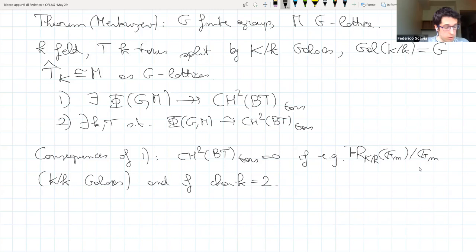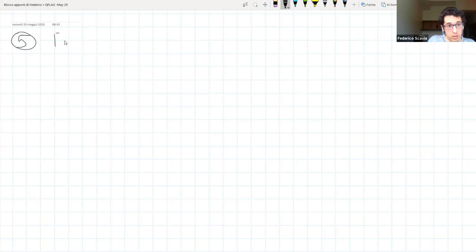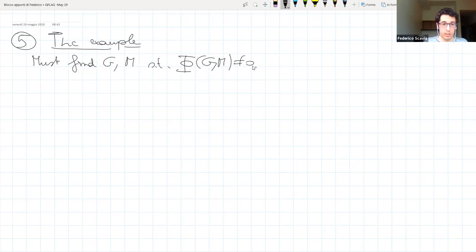Okay, so this is the work of Merkurjev, and then I finally want to talk about the example. There are 7 minutes. So to produce an example, I need to find G and M such that phi of G, M is non-zero. So I start with an arbitrary G and I construct M, and then at the very end I choose G.